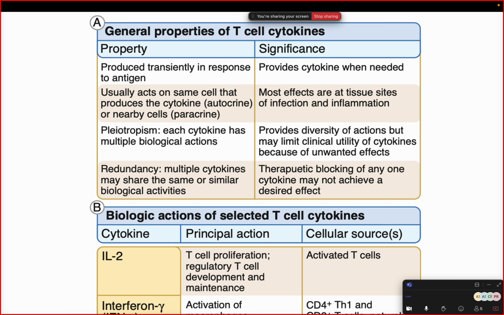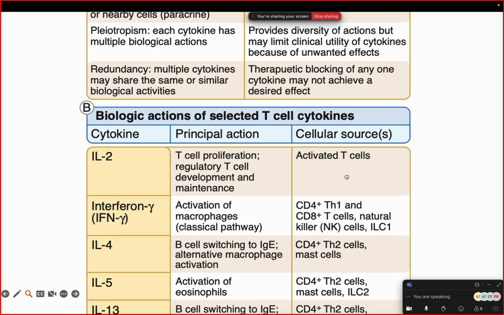Okay. Then pleiotropism, that is each cytokine has multiple biological actions. Pleiotropism means multiple things. It provides diversity of actions but may limit clinical utility of cytokines because of unwanted effects. Redundancy, that is multiple cytokines may share the same or similar biological activities. Therapeutic blocking of any one cytokine may not achieve a desired effect because there are multiple cytokines secreted simultaneously which have overlap or pleiotropic effects.